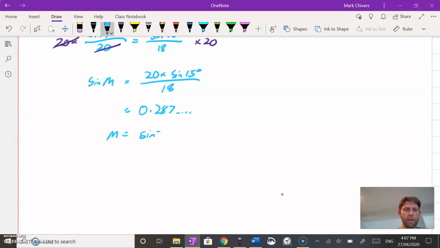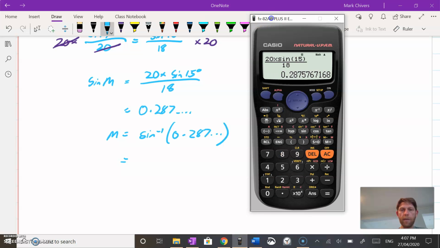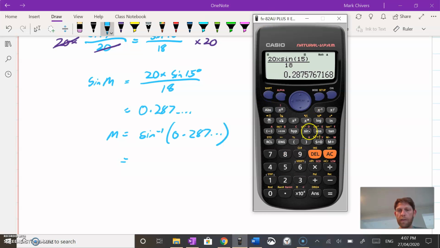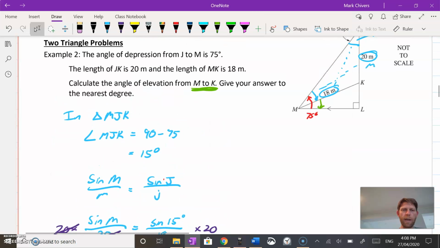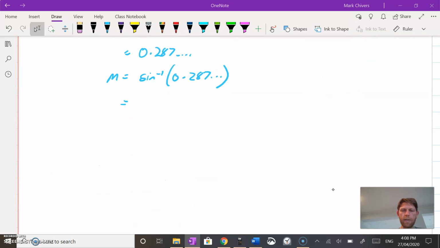So m is obviously sine to the minus 1. If we're finding an angle, we use that sine to the minus 1 or cos or tan to the minus 1 function. And it's going to be of that decimal we just worked out. So remember, for these, we go shift and then sine, and then we use the answer key. And that will give us 16.71. What did we want to find the answer to? The nearest degree. So 16.71 to the nearest degree is going to be 17 degrees. Bearing in mind that's not our answer.